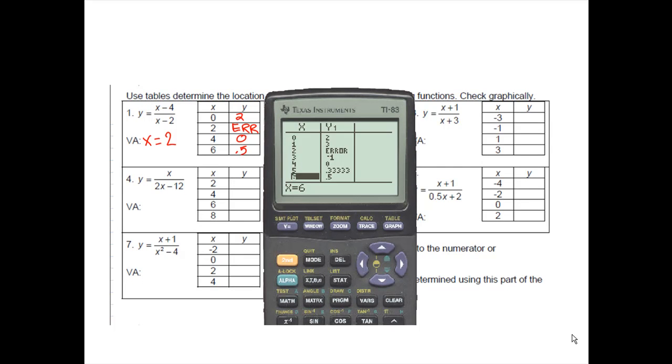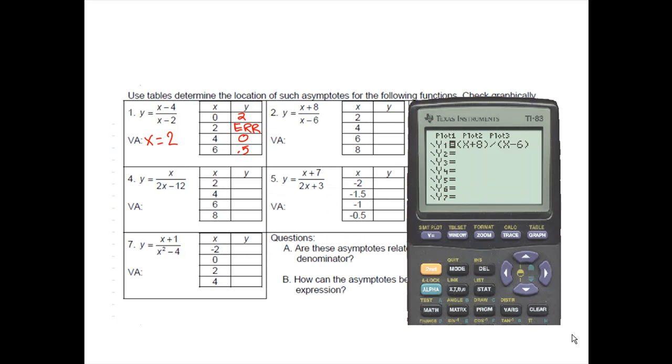Then we go to the table. Going to the table, we only transfer the points that they're looking for, where X is 0, 2, 4, and 6. And once again, we notice the error. The error is on 2. So then your vertical asymptote has to be when X is equal to 2.